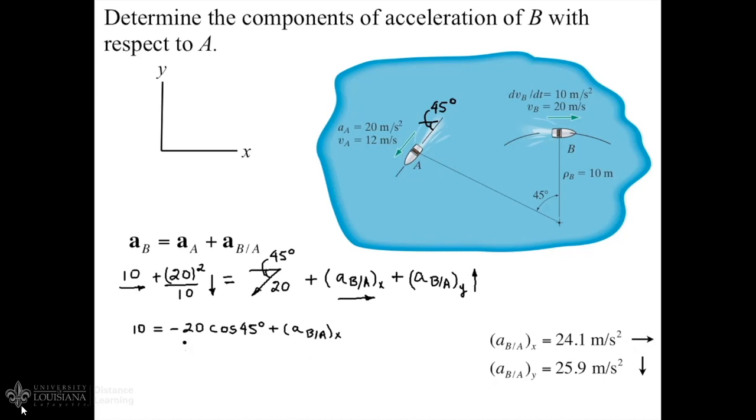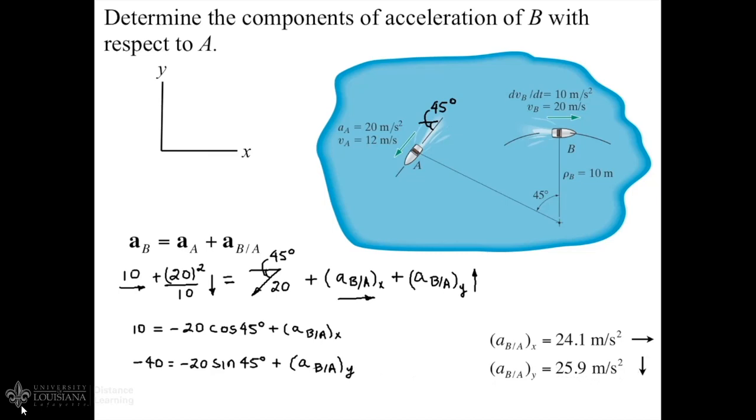And finally, one more equation. And here we have a term which is negative, don't we? So we write minus 40. I hope you see this would be minus 40 when you do the calculation. And it's equal to, from here we have a negative term, minus 20 times the sine of 45 degrees. And from here we have a plus term. That would be a of B with respect to A in the y direction. Now we can solve this equation, and we get an answer which is minus 25.9 meters per second squared. So it goes downward.